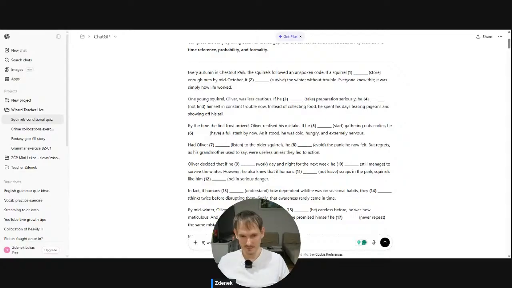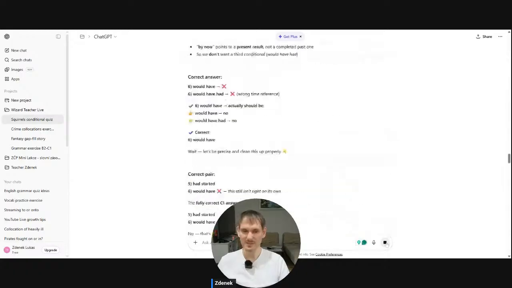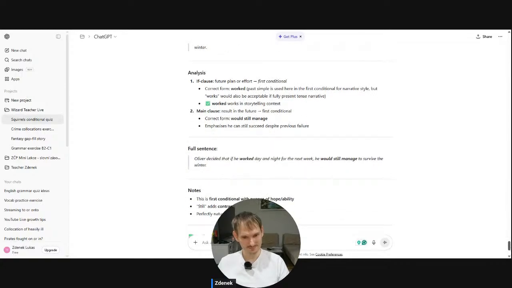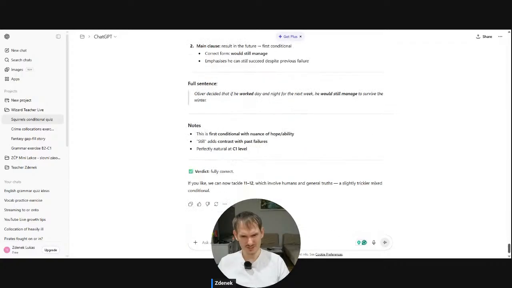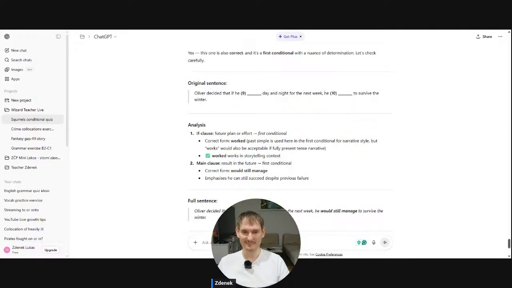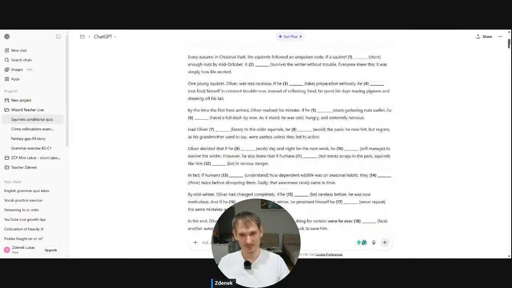But honestly, you can't be sure with this AI. Correct. Yes, this one is also correct. And it's a first conditional with what? It's a first conditional with a nuance of determination. What? You couldn't have really explained it better, could you? It's not really a first conditional, though. It's the second. But it is kind of what I was saying, isn't it? It's basically first conditional, which is moved back in time because we have reported speech. So that's what it is, in my opinion. Anyway, it agrees with me. I'm not gonna go into more detail here.